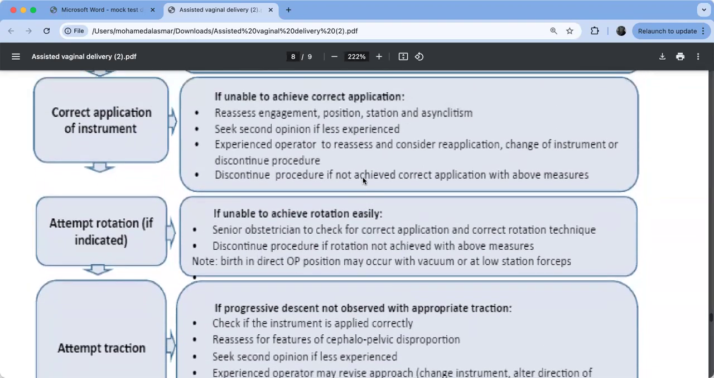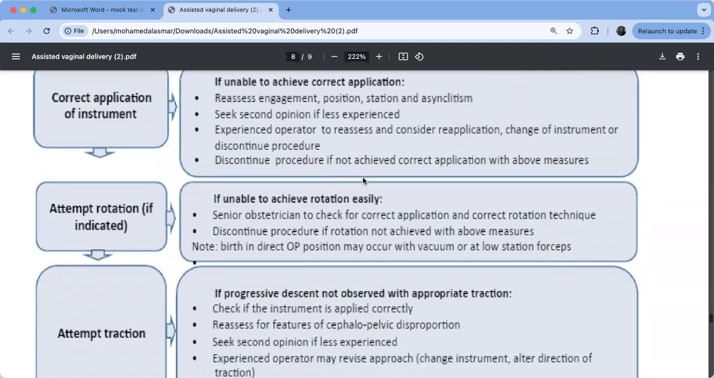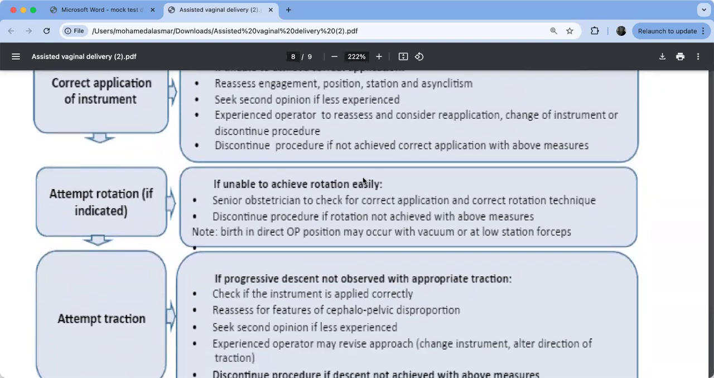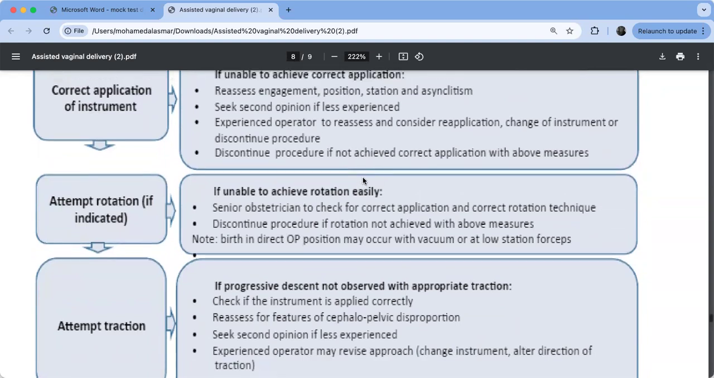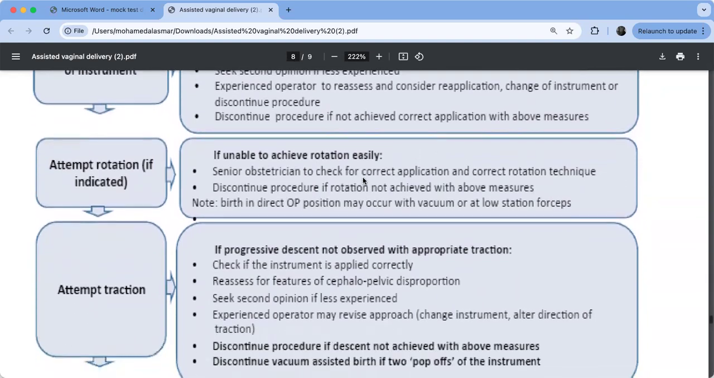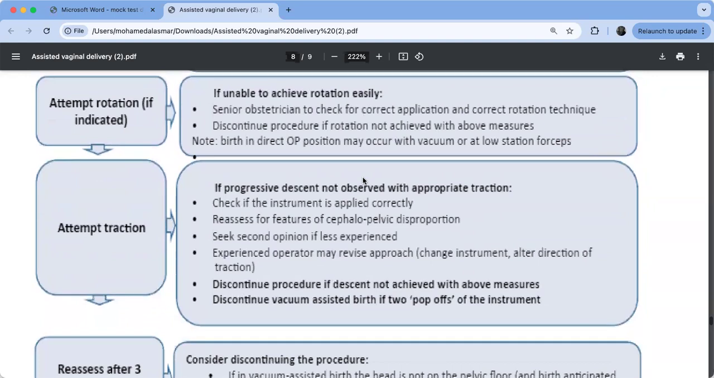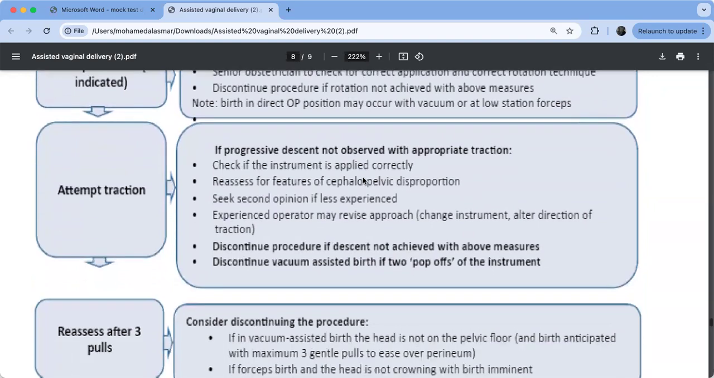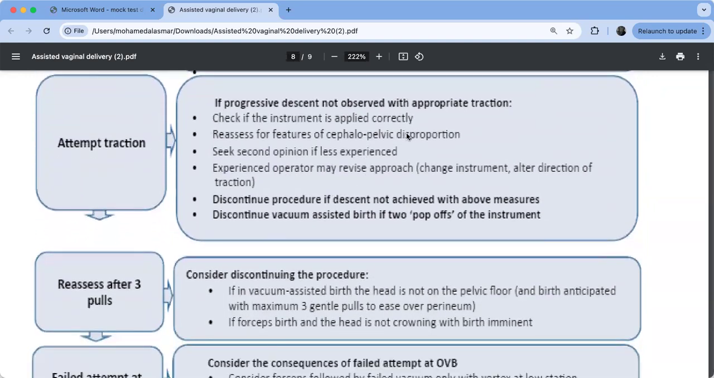So, you can have only one scenario where it's written like this. So yes, your answer may be that it may be applied in the room, but it's an exception, okay? When to attempt rotation?